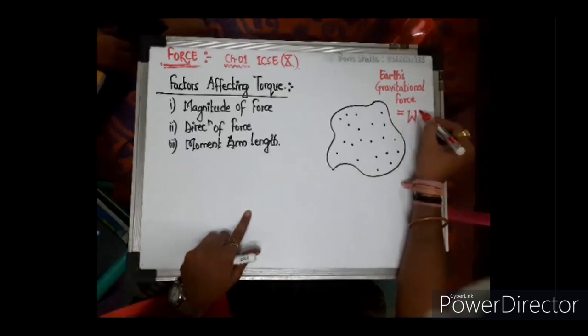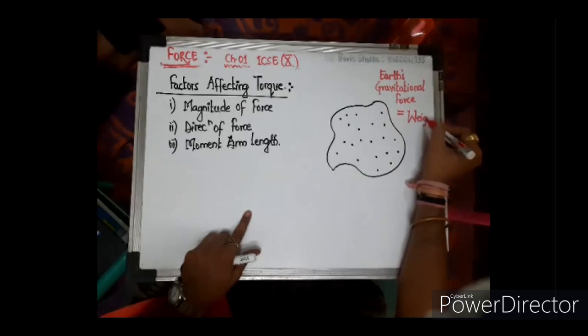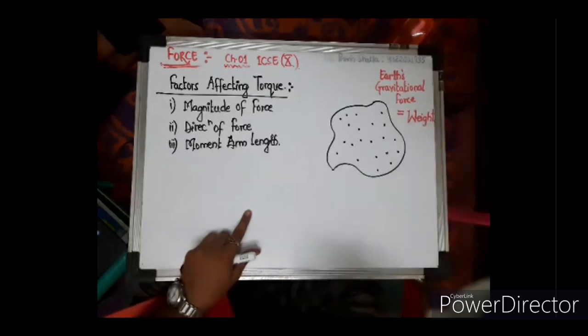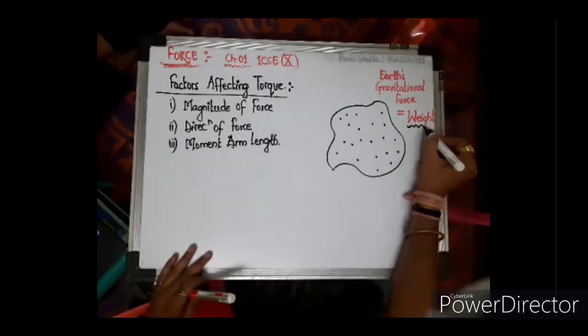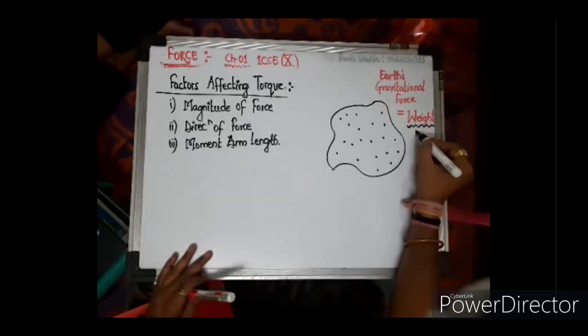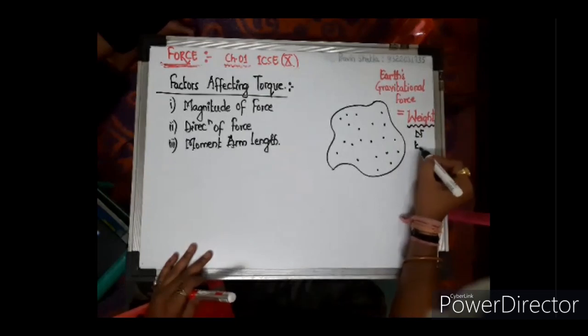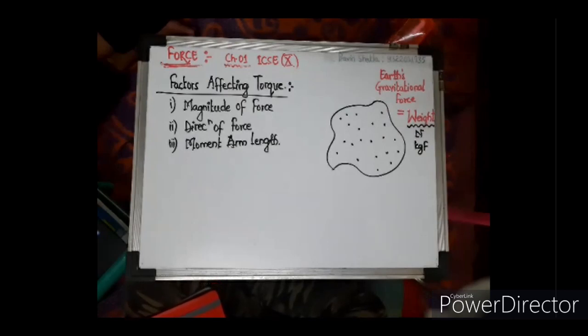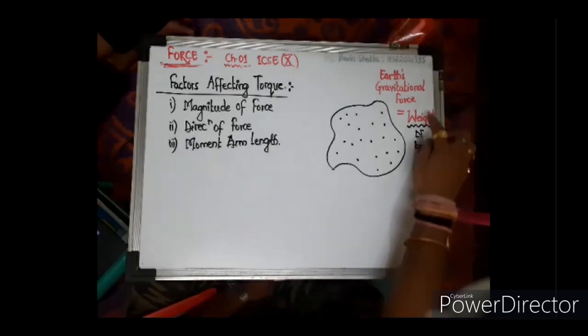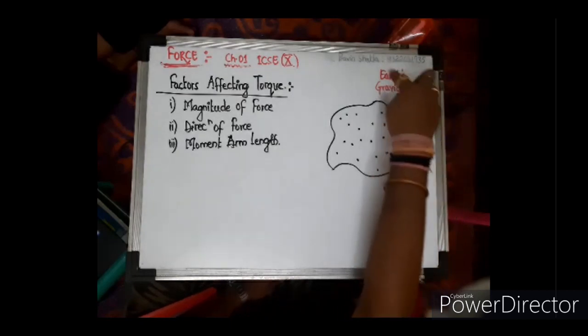Weight means the Earth's gravitational force on the body. It is denoted either by Newton or by kilogram force, whatever you call it. So this is basically the weight of an object, or the Earth's gravitational force.